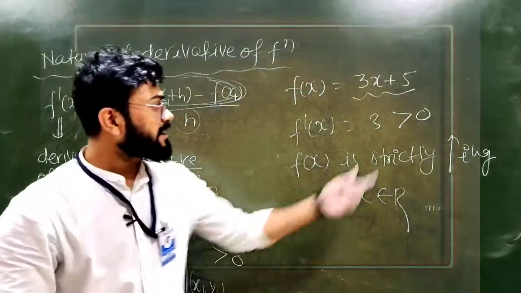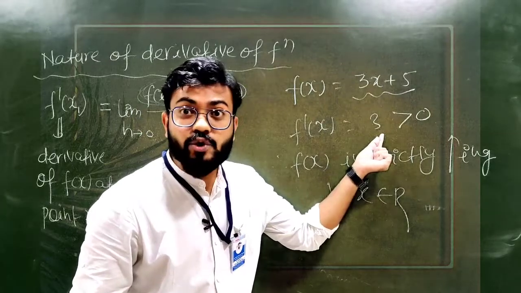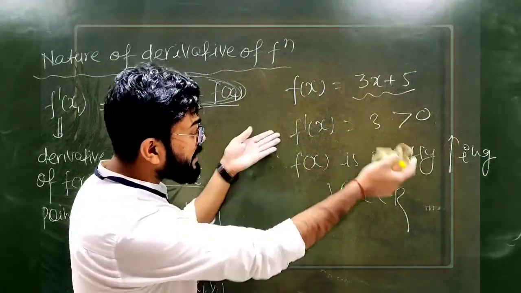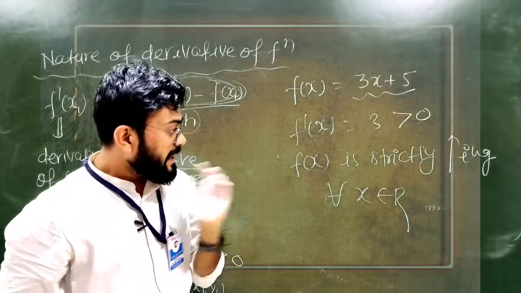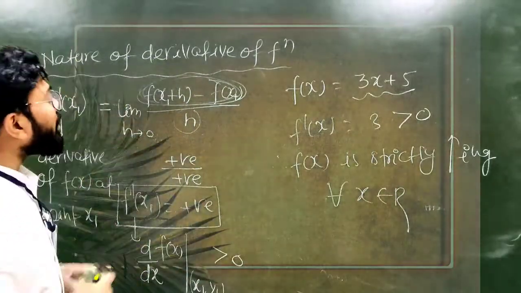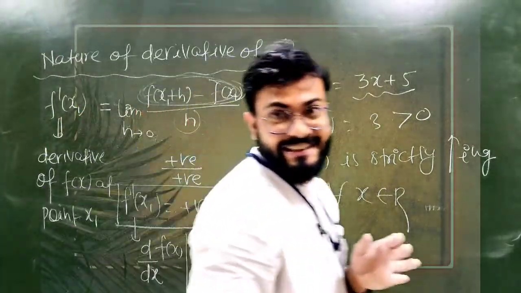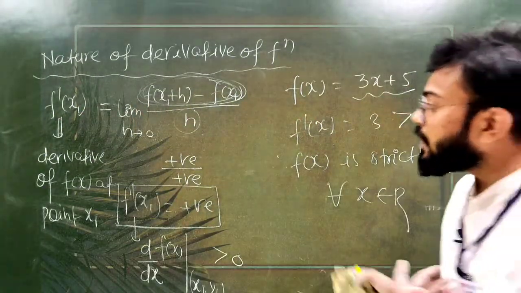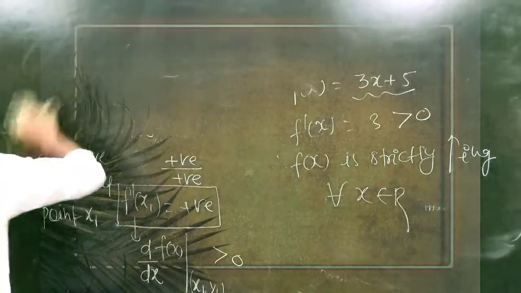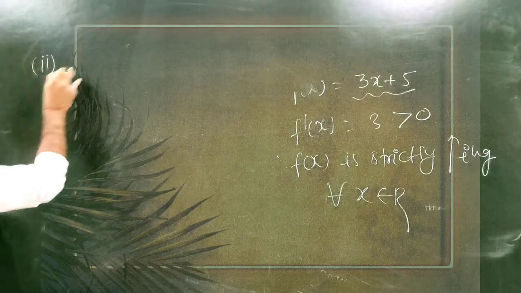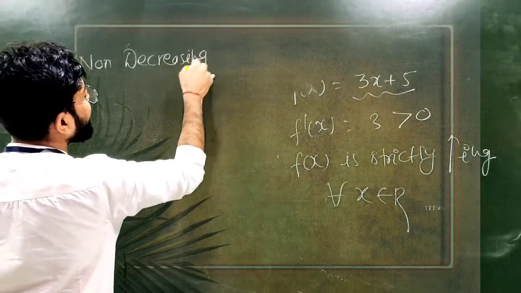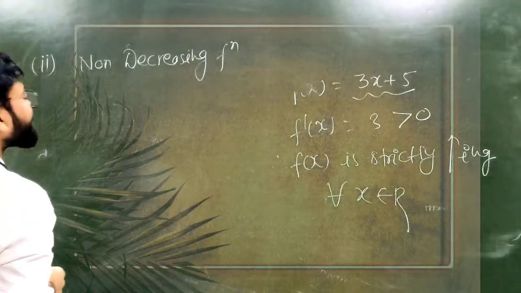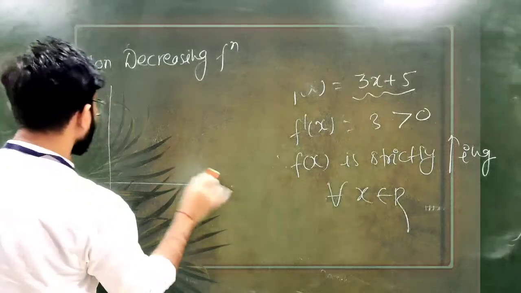Put any real number here. Sir, there is no x. Put any real value of x, you will always get f dash x greater than 0, means positive. Let's understand another concept. This is not decreasing, right? Write down non-decreasing function. The second one is non-decreasing function. Non-decreasing means increasing. To understand this, draw a graph of the function.